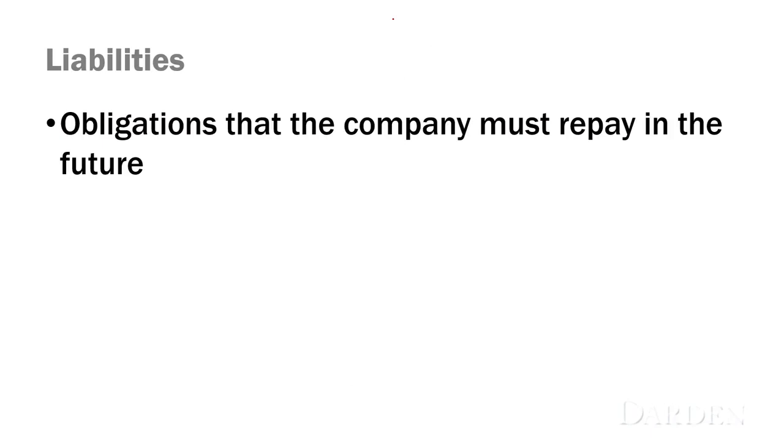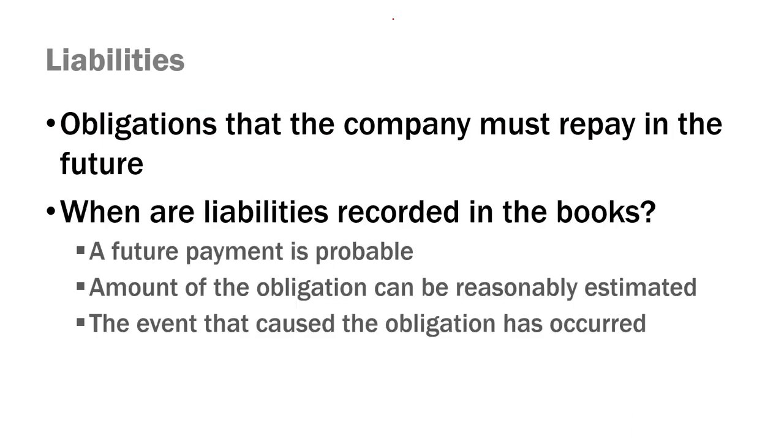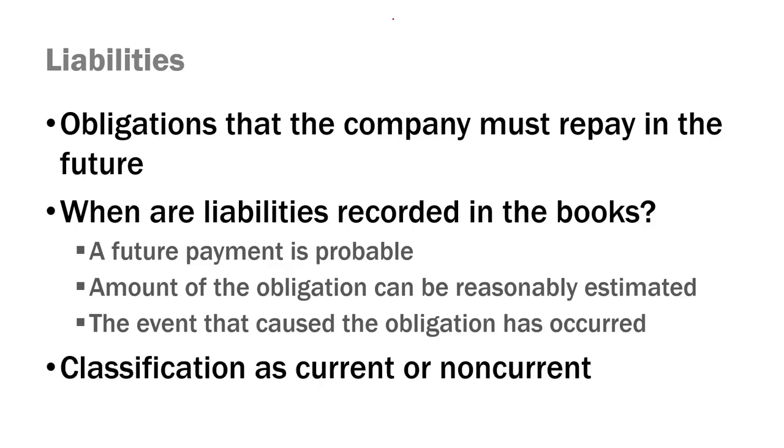Let's talk now about the liability section of the balance sheet. Liabilities are obligations that the company must repay at some point in the future. There are three criteria that something needs to meet in order to be recorded as a liability in the books. A future payment must be probable, the amount of the obligation should be something that we can reasonably estimate, and the event that caused the obligation has already occurred or is currently occurring. If those three are met, we must record the liability in the books.